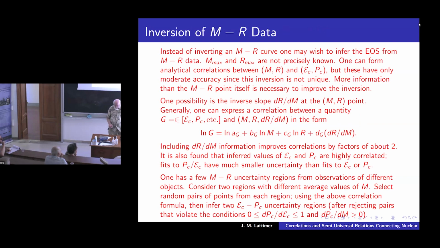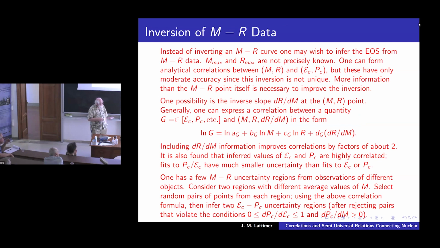But what we really want to do, we don't want to invert the mass radius curve itself, but we have observations, as I showed in one of the early slides, uncertainty regions in mass radius space. So how can we get back to information about the underlying equation of state from that? We can't just go from the mass and radius and expect to find information about the energy density and pressure. We need an additional quantity, and one candidate for such a quantity is the slope or inverse slope of the mass radius curve, namely dR/dM.